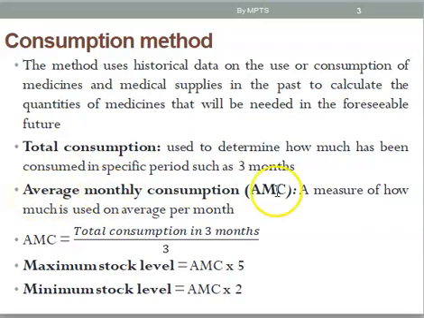Average monthly consumption, AMC, is a measure of how much has been used per month. Total divided by 3. Now, maximum stock is, for some drugs, 5 months for essentials. But what about for health supplies? Usually 3 months, and for ARVs they recommend, I think, 2 months. Then minimum stock is AMC times 2, usually 2 months.